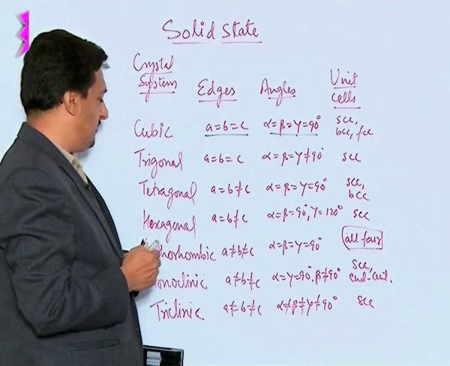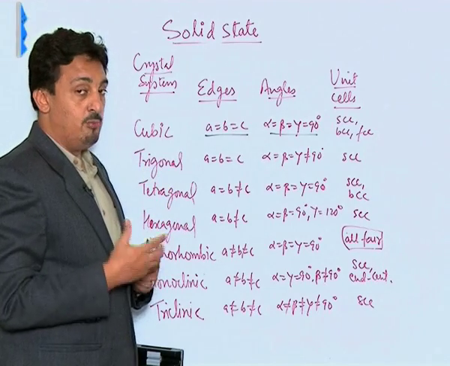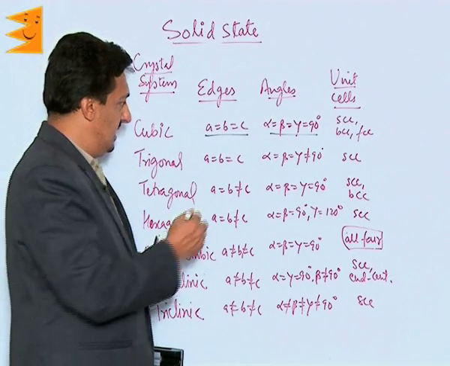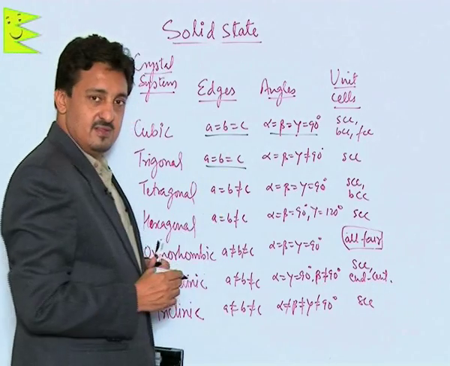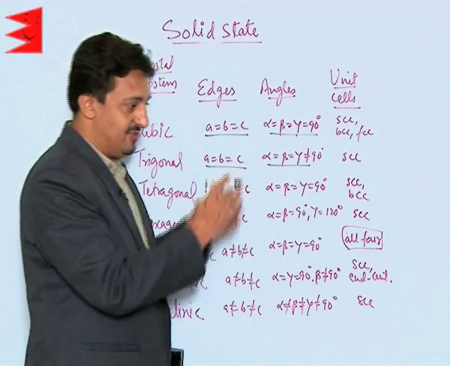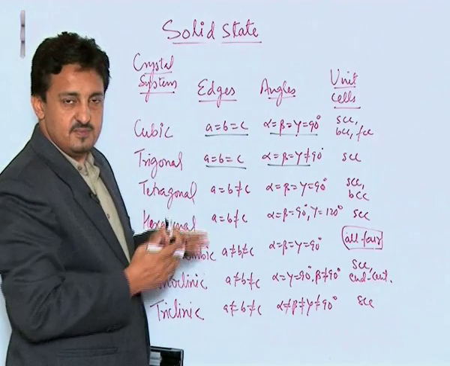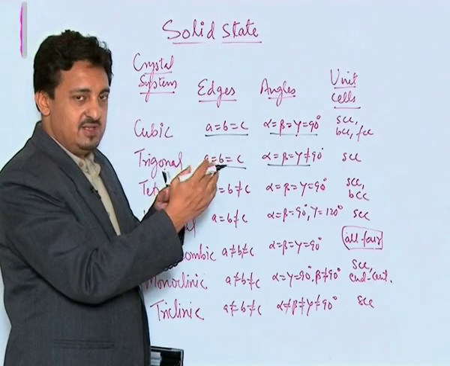The second type of the crystal system is your trigonal, which is also called rhombohedral. In rhombohedral or trigonal, all edges are equal to each other, all angles are equal to each other, but they are not equal to 90 degrees, so they are slightly tilted. And whatever the angles they are having, all the 3 edges will be forming the same type of angle.